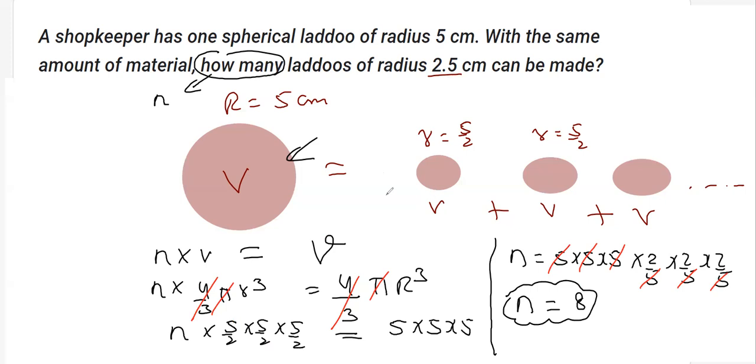Once again, you should notice that whenever we split any bigger figure into smaller figures, or it is melted, recast, or reshaped, in every case the volume remains the same. We can say that the volume of one large figure will be equal to the sum of the volumes of these small figures.